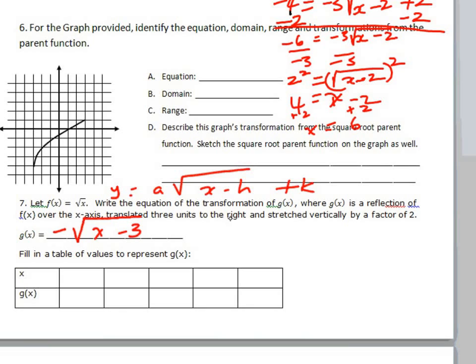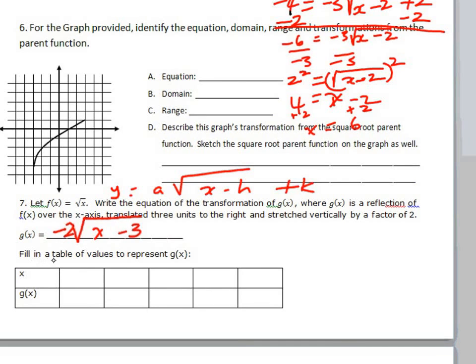Did he talk about transformation vertically? He did not. So there is no plus k here, so k is 0. But he's saying it's stretched vertically by a factor of 2. That means a is a 2. This is your g of x, right?